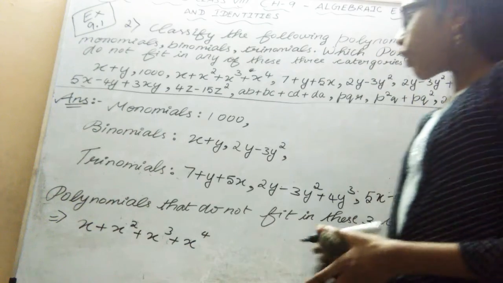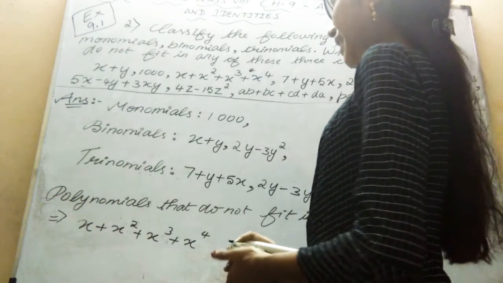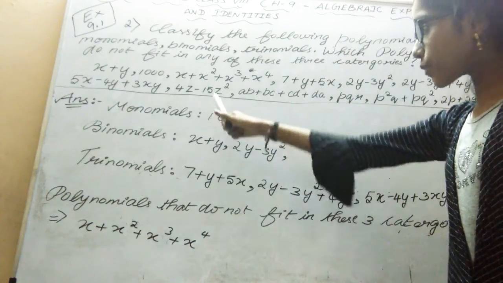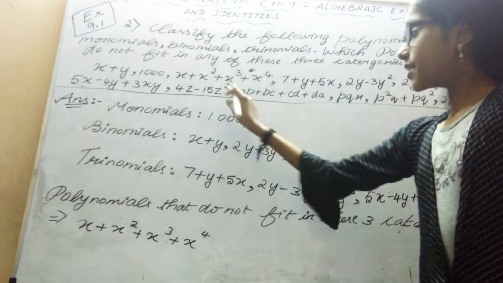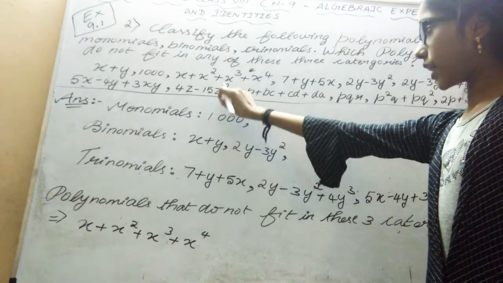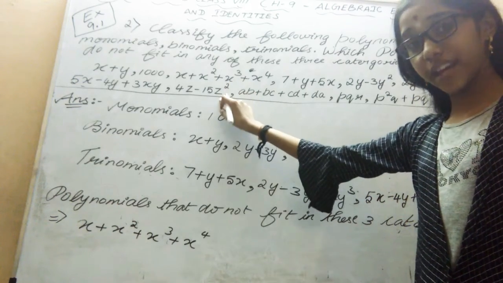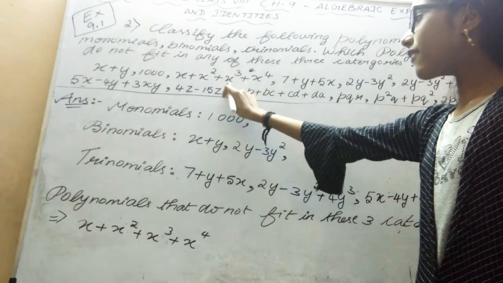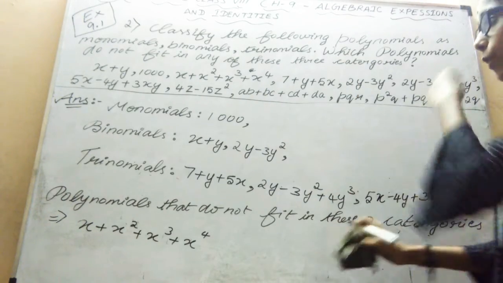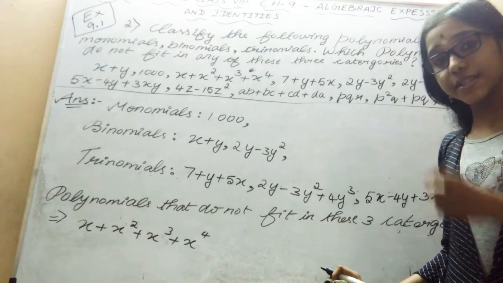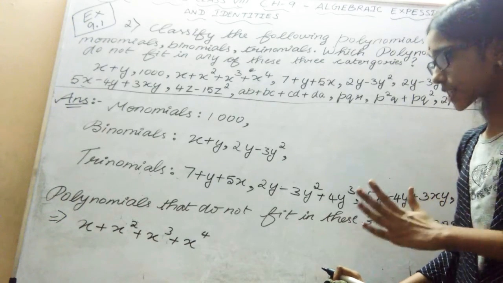The next one is 4z minus 15z square. In the first one, the variable is z, which means z power 1. In the second one, the variable is z square, so the power is 2. But here the power is 1, which means that they are unlike terms and we can't solve them.